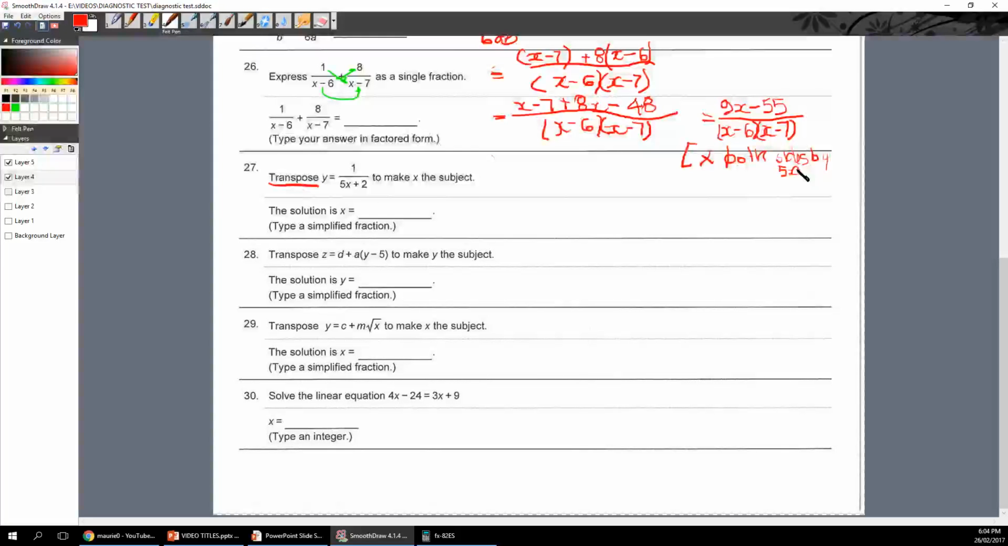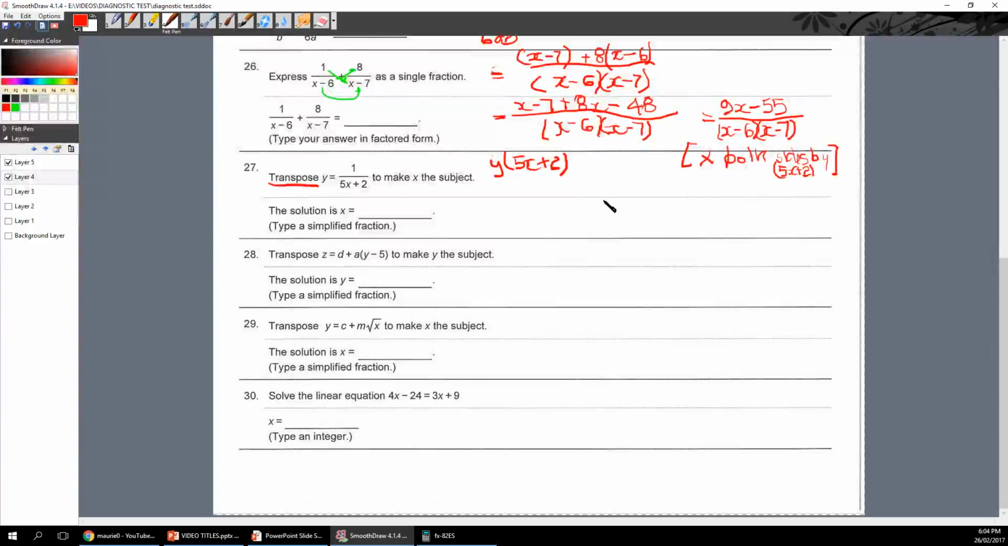I'll put 5x plus 2 in brackets, and I'll put a big square bracket there. So that's the first step, that's step 1. And obviously, if you do that, you're going to get y. What you do to one side, you must do to the other. So you're going to get y times (5x plus 2).